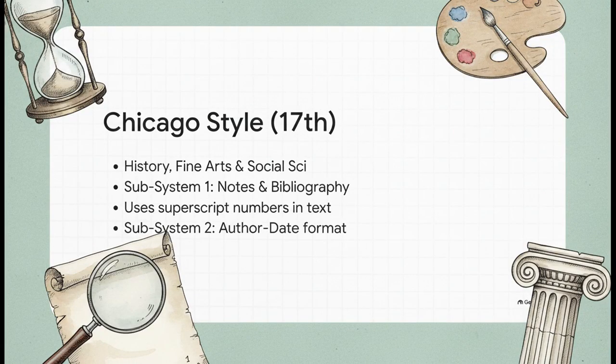Finally, we look at Chicago style, currently on the 17th edition, which really rules history, fine arts, and high-level social sciences. What's genuinely fascinating about Chicago is how adaptable it is, because it offers two totally distinct subsystems. Subsystem 1 uses superscript numbers with footnotes and a bibliography, and that is a method heavily preferred by historians. Meanwhile, Subsystem 2 is an author-date format that's actually very similar to APA, just with slightly different punctuation, and it ends with a standard reference list.